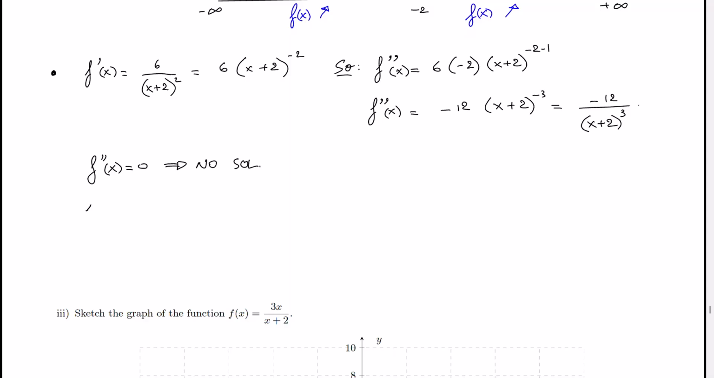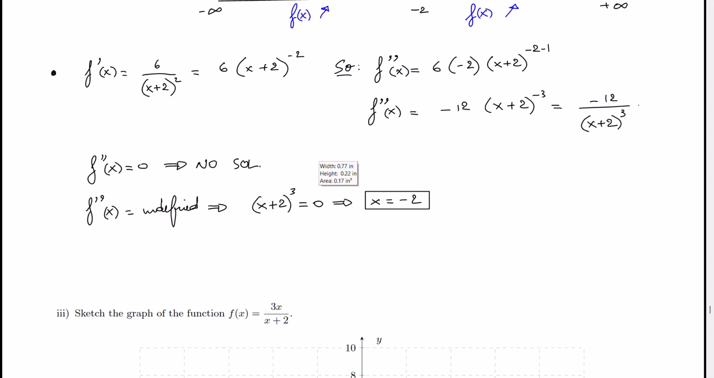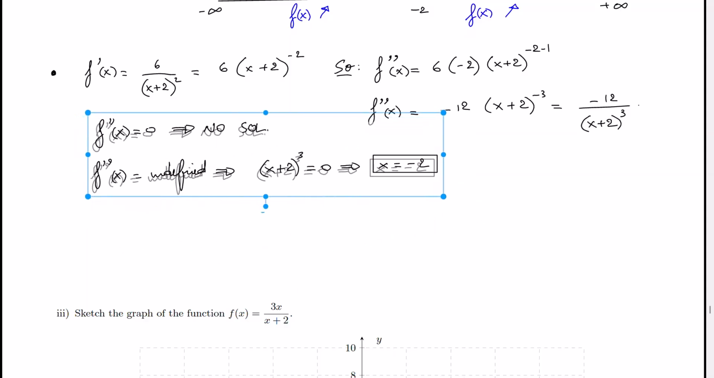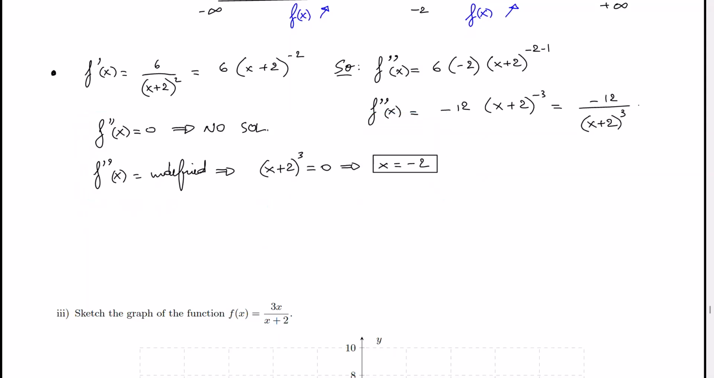Now, what about the second option? What about what makes the f double prime undefined? For the second derivative to be undefined, I need the denominator, x plus 2 cubed, to be equal to 0. And the number that makes it equal to 0 is, again, -2, as usual. But keep in mind that -2 is technically not allowed in the domain, so don't mislabel it. Don't say that it's an inflection point. It's just a place where the concavity may or may not change. So to find out, let's do the test.